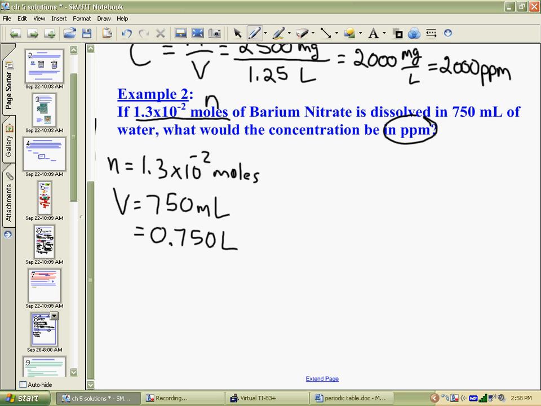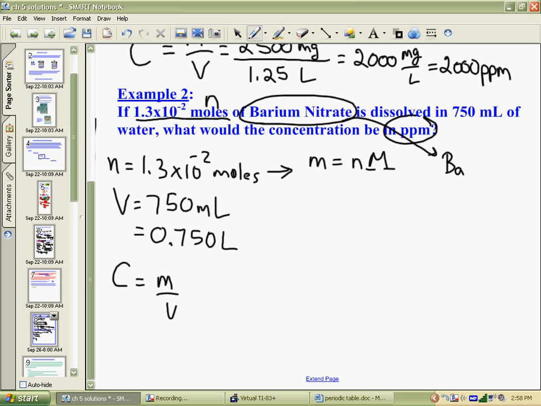The question wants concentration in parts per million, so we need mass and volume. We do not have the mass, we have moles. So we're going to use the fact that mass is the number of moles times the molar mass. We don't have a molar mass, and we are dealing with barium nitrate. Barium nitrate has a barium ion, which is +2. Nitrate is NO3, which is -1. You need 2 nitrates to balance that out, so you have a barium.